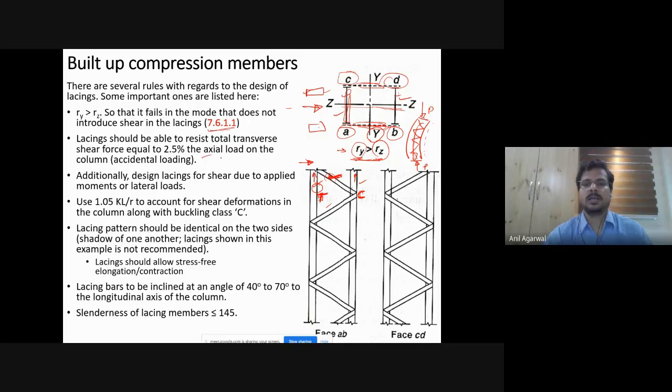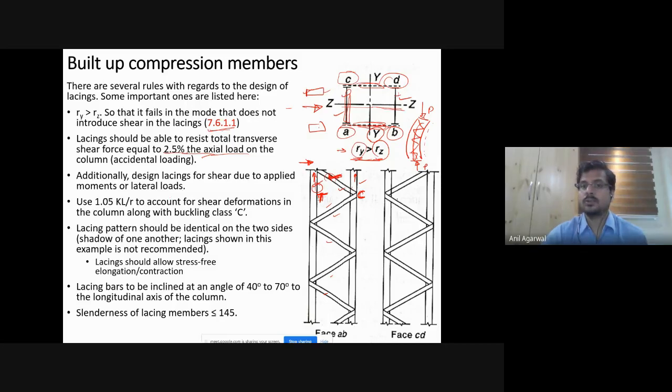So what it says is that whatever the axial load for which the column is being designed, you take 2.5% of that axial load, apply that laterally, and solve it as a truss. Imagine that this is a truss and this kind of a load is acting, and then calculate what is the member force that will be coming onto these lacings, and design these lacings for at least that much member force, which is typically very small. And most of the times you have some thumb rules which you can follow to make sure that these lacings are strong enough. Okay.